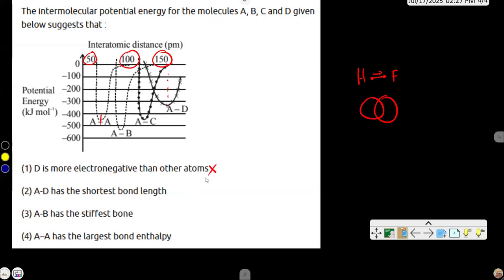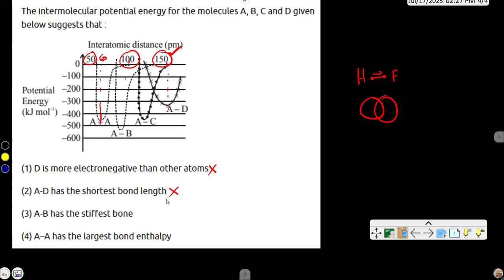Next, AD has the shortest bond length. Obviously, no. AD is having 150 picometers, whereas others are having 100. Some are having nearly 60 also. AA is having nearly 60. So AD has the shortest bond length is also not correct.